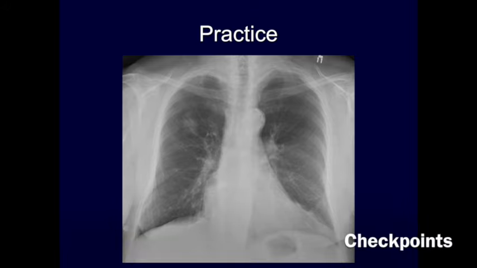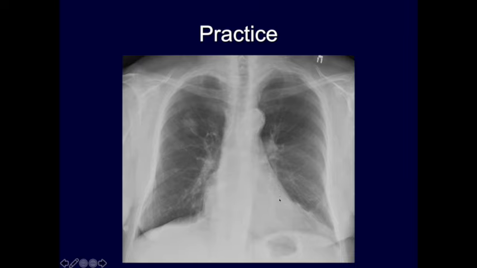I then look at my checkpoints. So the apices, the hila. These are normal hila. The retrocardiac region, and the retrodiaphragmatic region. Okay, for those of you that were paying attention, you would pick up on this abnormality here. This ended up being a lung cancer, so it's obviously very important that it was picked up on this chest x-ray. Okay, so that's the end of this video.